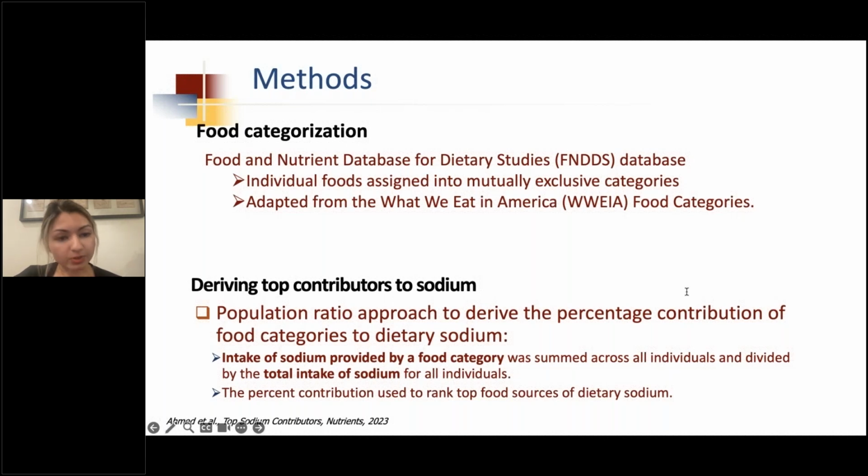And then what we did was look at the percent contribution of each of these food categories to total daily dietary sodium intake using a population ratio approach, in which essentially we sum up the sodium intake across all individuals in the sample and then divide by the sum of total daily intake of sodium for all individuals in that particular sample. This approach is consistent with methods that had been used previously as well.